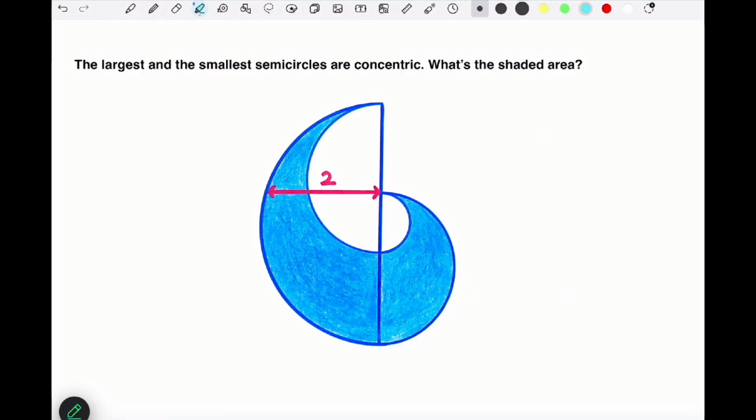Before solving the question, the things we have to consider from the question is, the largest and the smallest semicircles are concentric. If two circles are concentric, then they both are sharing the common center. So find the shaded area. These are the things we have to consider for solving this question.